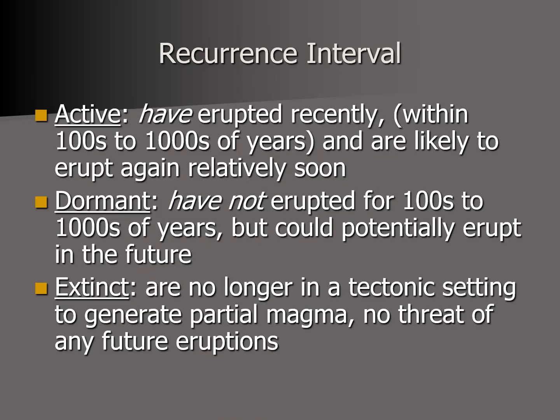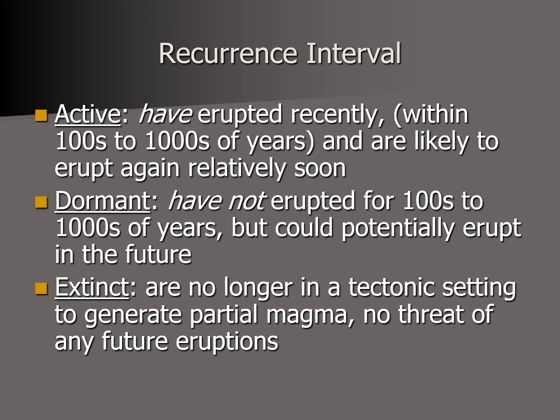Okay, recurrence interval, I think, is not on your exam. We'll very briefly discuss it. And there's no real good cutoffs here. Okay, so a volcano is active if it has erupted recently. What does recently mean? Within hundreds of years to thousands of years. And if we think it's likely to erupt again soon. Mount St. Helens, Mount Rainier, Mount Baker, Lassen Peak, things like that.